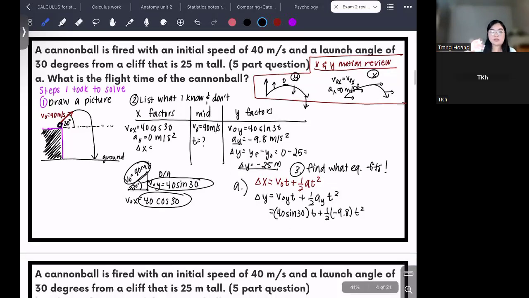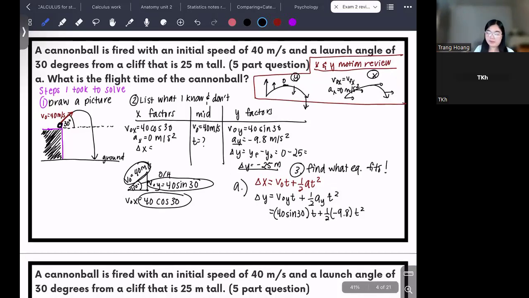You just have to show that you are using the quadratic formula. So I would write negative b plus or minus the square root of b squared minus 4ac, over 2a. Once you plug this into your quadratic, you'll get a positive and a negative value, and the answer is going to be your positive value, so 5.8 seconds.